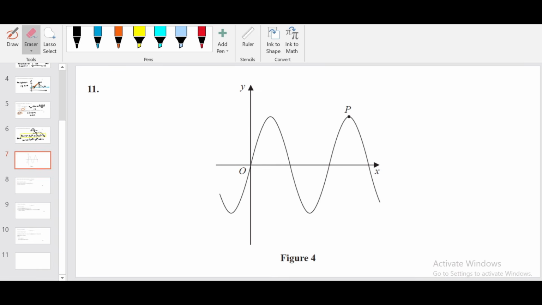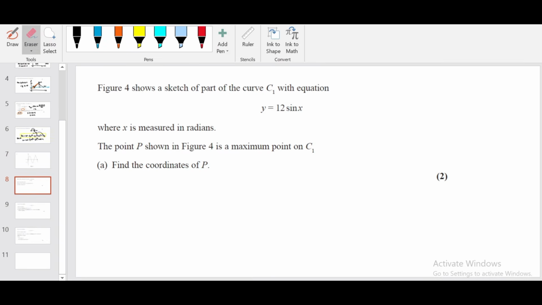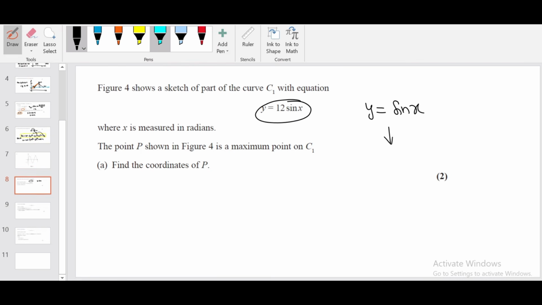Question number 11. We have a graph given. Looks like a sine graph. Figure 4 shows a sketch of the part of the curve C1 with the equation y is equal to 12 sine x. You should have learned all the transformations. When you take the graph y is equal to sine x and you put a number in front, it's a stretching along the y-axis. So all the y coordinates of this function will be multiplied by 12 here.